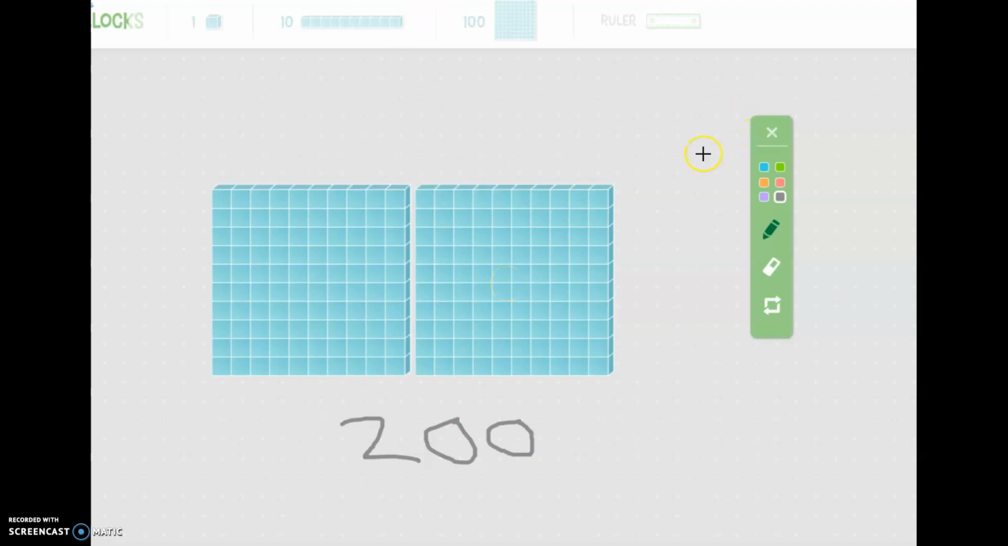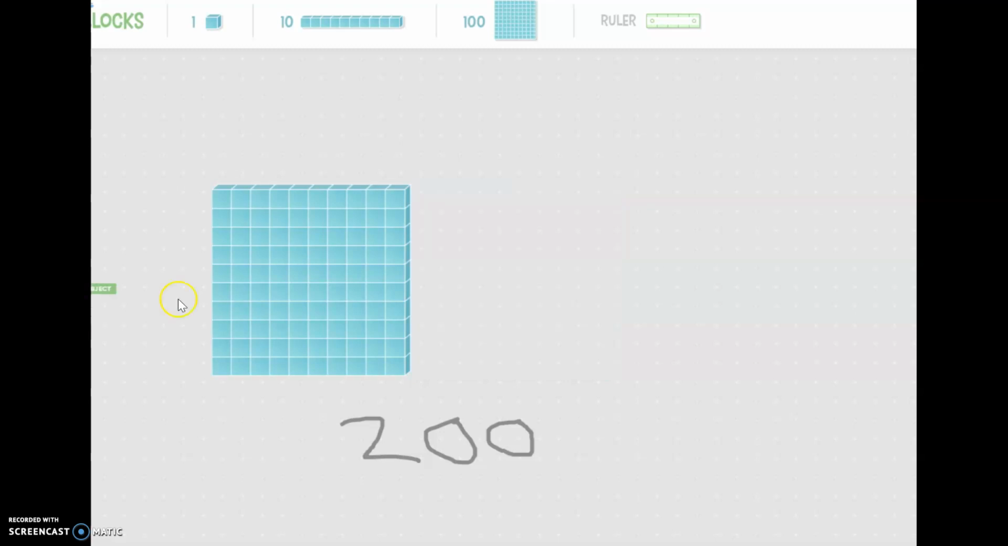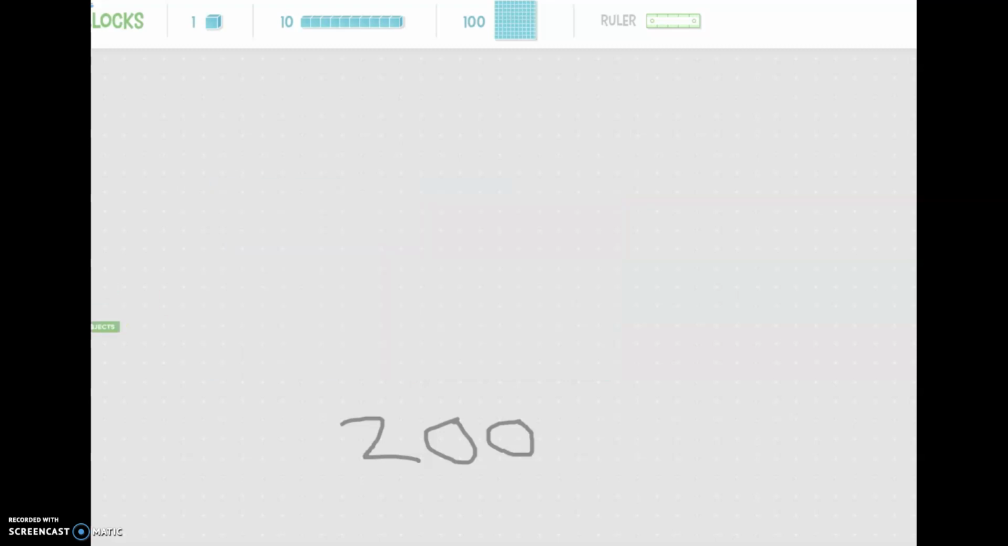All right, let's look at another one. Let's clear this off and look for the eraser. I haven't used this before, so it's really fun. I'm gonna send this link to you so you can use it too.